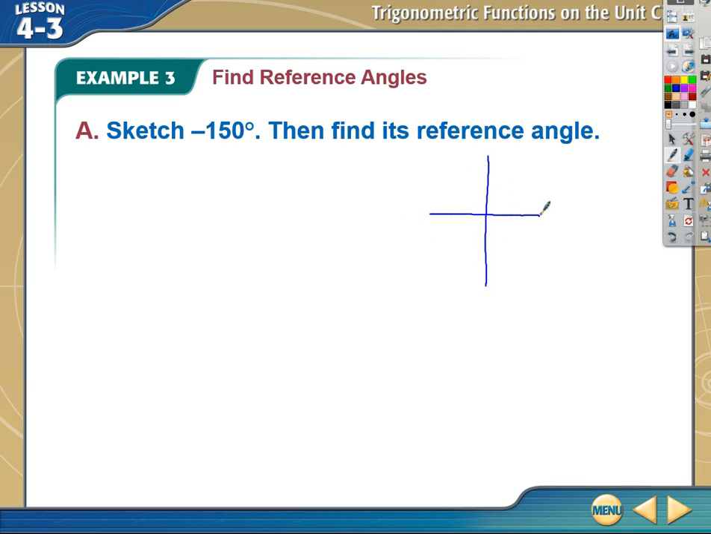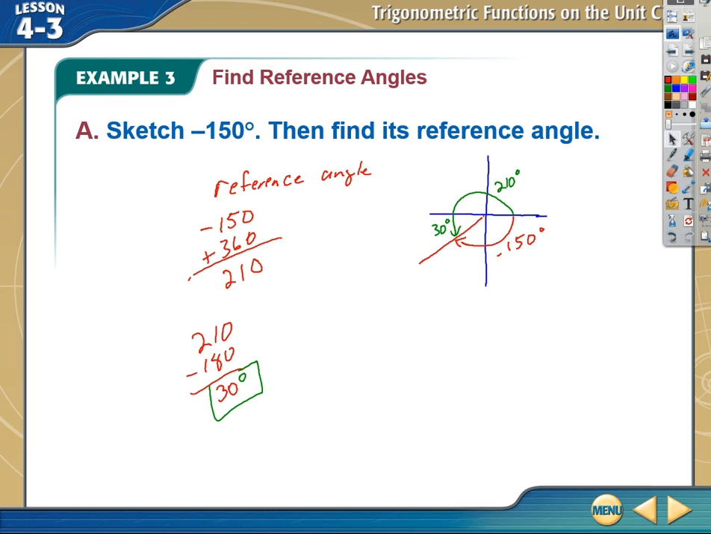In fact, what I want you guys to do right now is pause me. I want you to sketch negative 150 degrees. You should be able to do this and find its reference angle. Boom, there's my answer, 30 degrees. All right, so let's talk about how I got this.